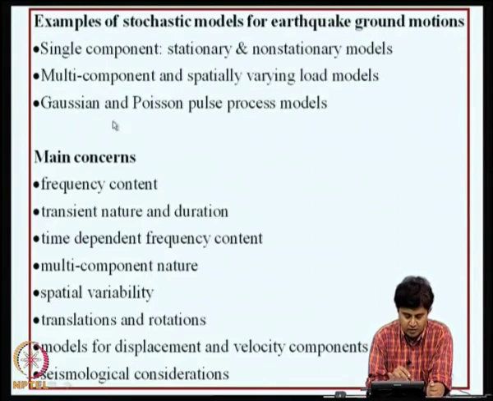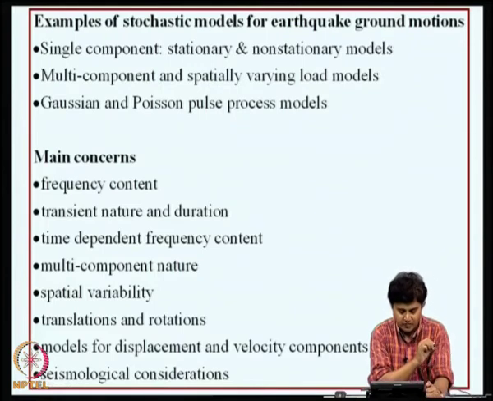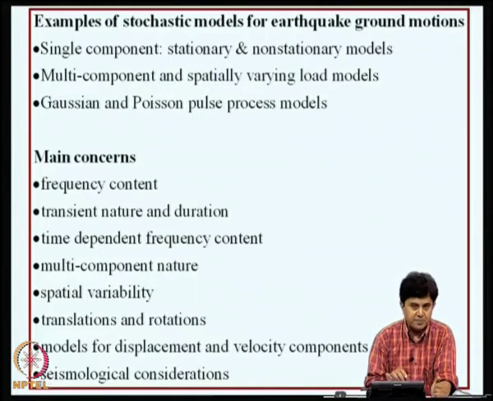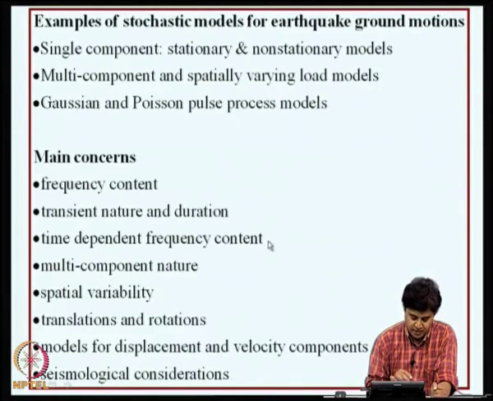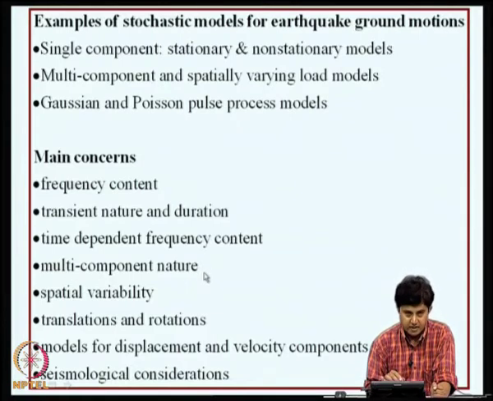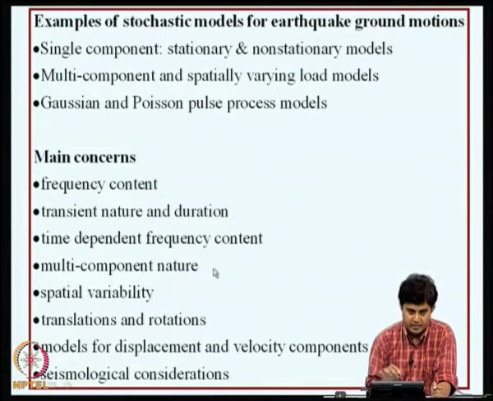We could use Gaussian random process models or Poisson pulse process models to model the components of earthquake ground accelerations. The main concerns in modeling are to capture correctly the frequency content, the transient nature and duration of the earthquake ground acceleration, and the time dependent frequency content, which is caused due to arrival of different waves at different times, each wave carrying different kind of frequency content. Then the multi-component nature of earthquake ground acceleration. Earthquake ground acceleration is a vector at any point. It can be resolved into 3 translations and 3 rotations.